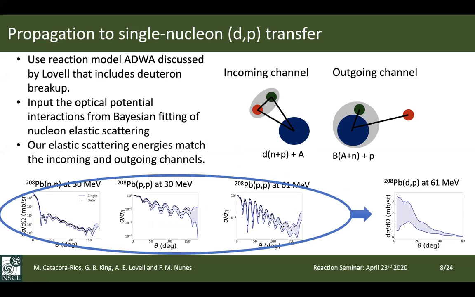So from our posterior distributions of optical parameters that we just saw, we can propagate our uncertainties to the (d,p) transfer reaction using the adiabatic wave approximation method, which was discussed by Amy last Tuesday and includes the deuteron breakup channel. Our inputs will be our posterior parameter sets. It is for this reason that we chose elastic scattering energies to match the incoming and outgoing channels. So for example, for the lead 208 (d,p) transfer at 61 MeV, we have chosen the incoming channels to be 30 MeV for the neutron and the proton, and the outgoing channel for the proton to be at 61 MeV.